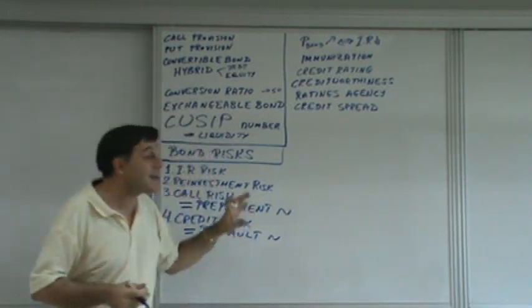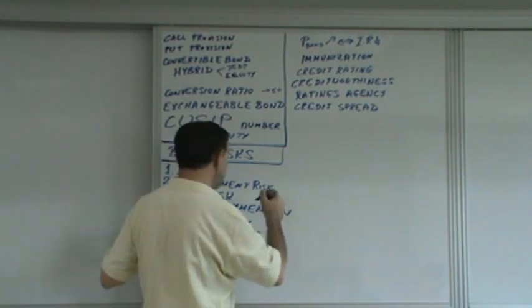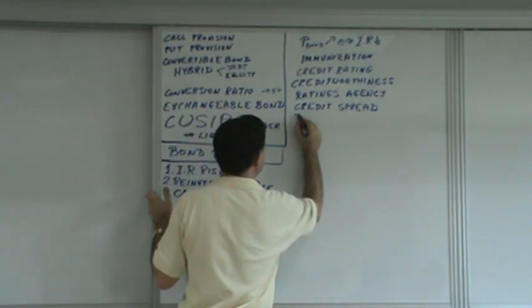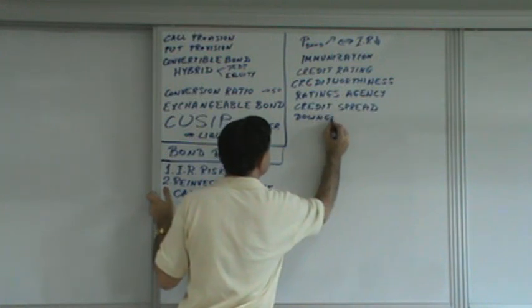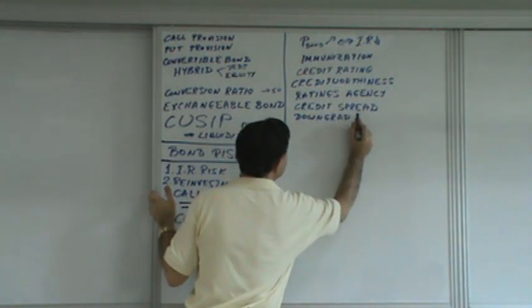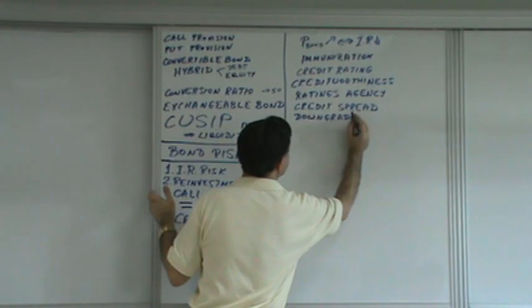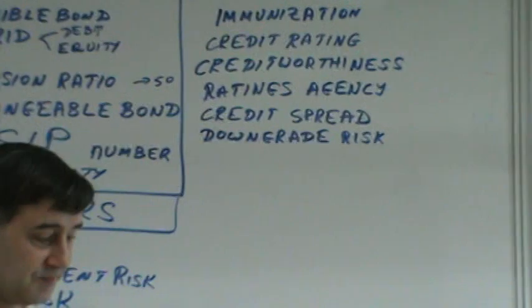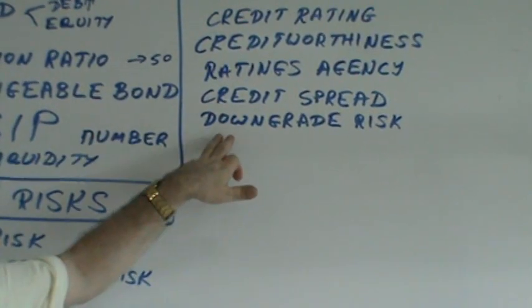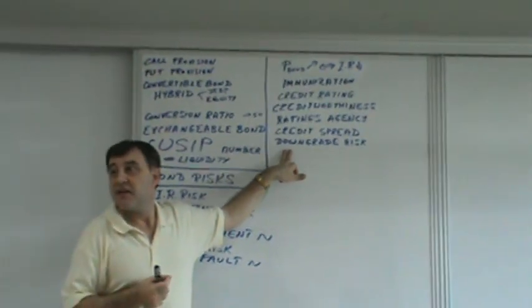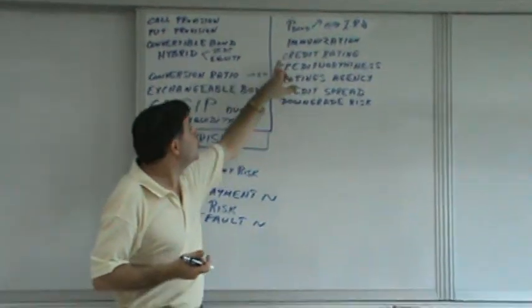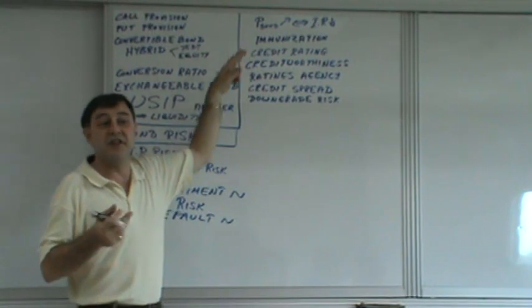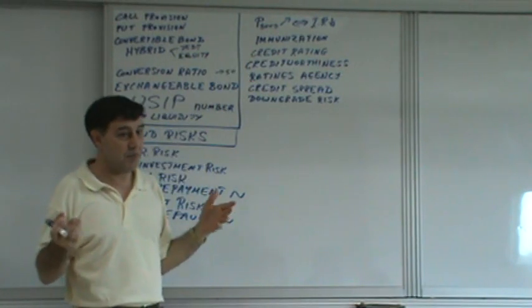What's next? Credit spread, widening credit spread, risk, okay. Next is, actually, that's part of this whole story. It's a separate risk sometimes. It's called downgrade risk. Downgrade means to lower the credit rating of an issue, of a particular bond.